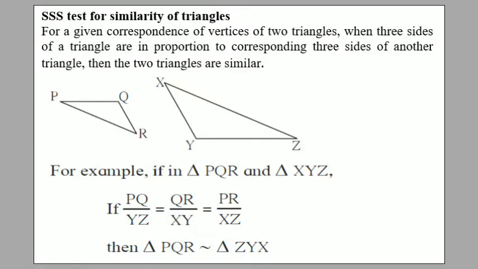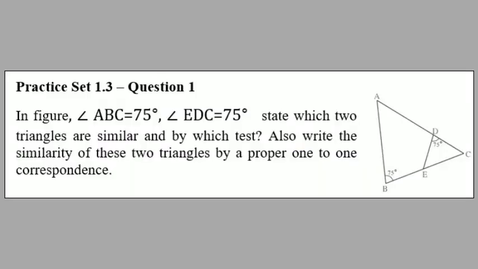SSS test for similarity of triangles. For a given correspondence of vertices of two triangles, when three sides of a triangle are in proportion to the corresponding three sides of another triangle, then the two triangles are similar. For example, if in triangle PQR and triangle XYZ, PQ divided by YZ equal to QR divided by XY equal to PR divided by XZ, then triangle PQR is similar to triangle ZYX.